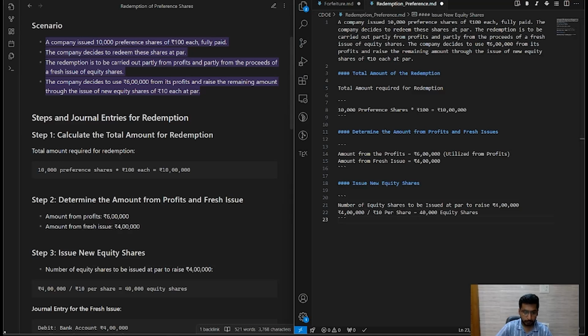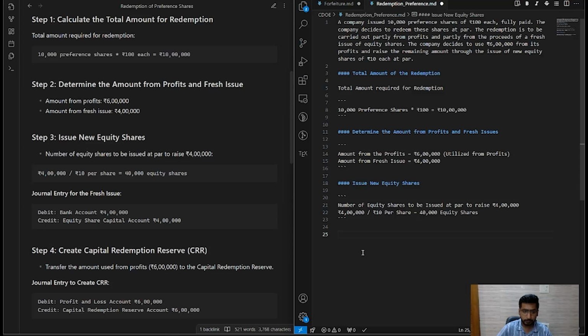So, the journal entry for the fresh issue will be: bank account debit to equity share capital account. The amount will be rupees 4 lakhs.